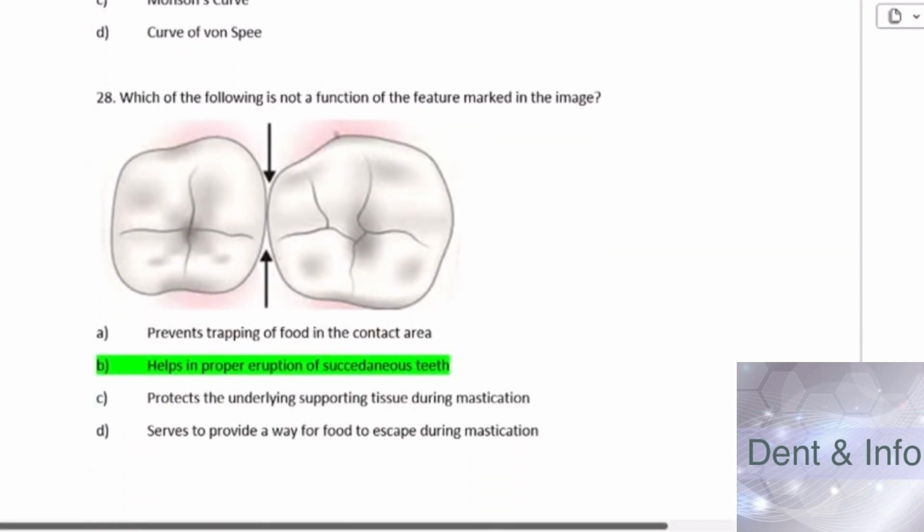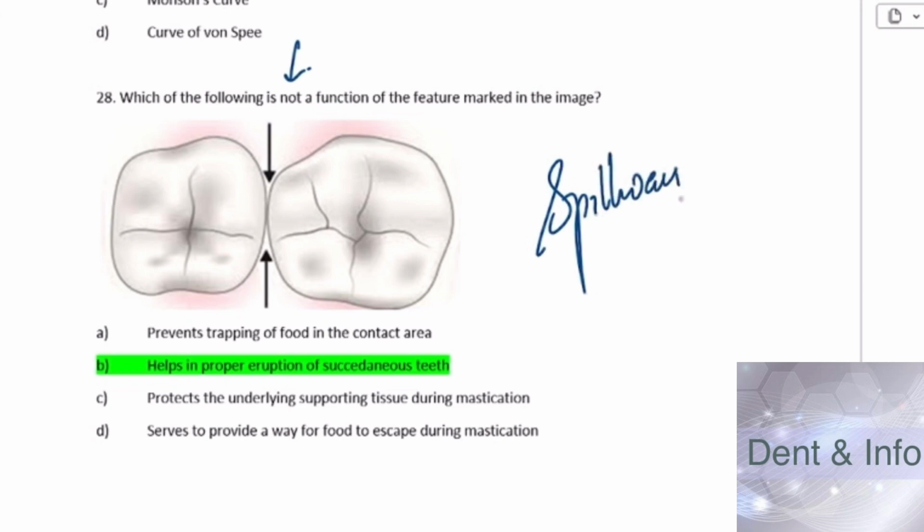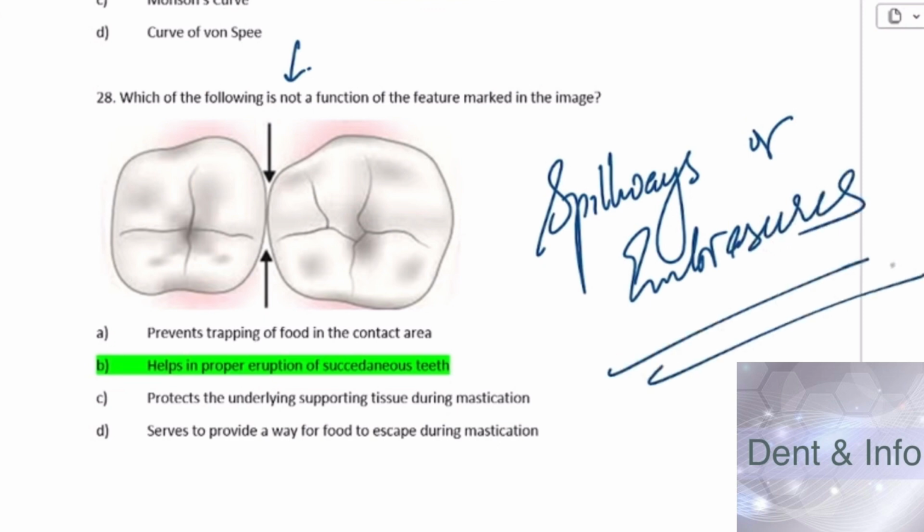Next, which of the following is not a function of the feature marked in the figure? So what are the arrows marking? The arrows are showing the embrasures, the freeways, the spillway spaces. So what is not a function? Preventing trapping of food in the contact area is a function? Yes. It helps in proper eruption of succedaneous teeth? No, nothing proposed like that. Protects the underlying supporting tissue during mastication? Yes, it protects the underlying gingiva. It serves to provide a way for the food to escape during mastication? Yes, that is why they are also known as spillways or embrasures, right?